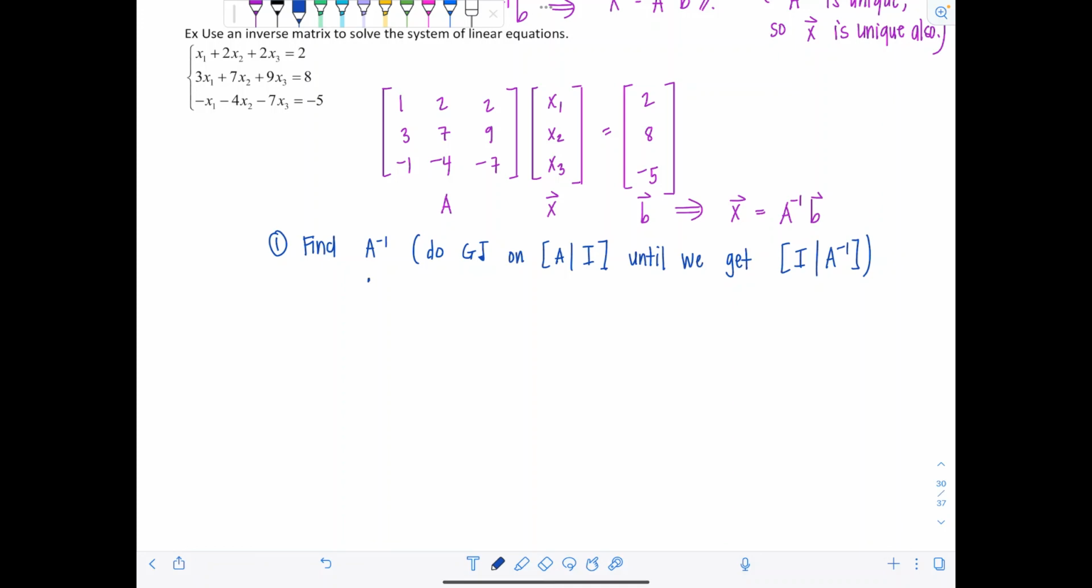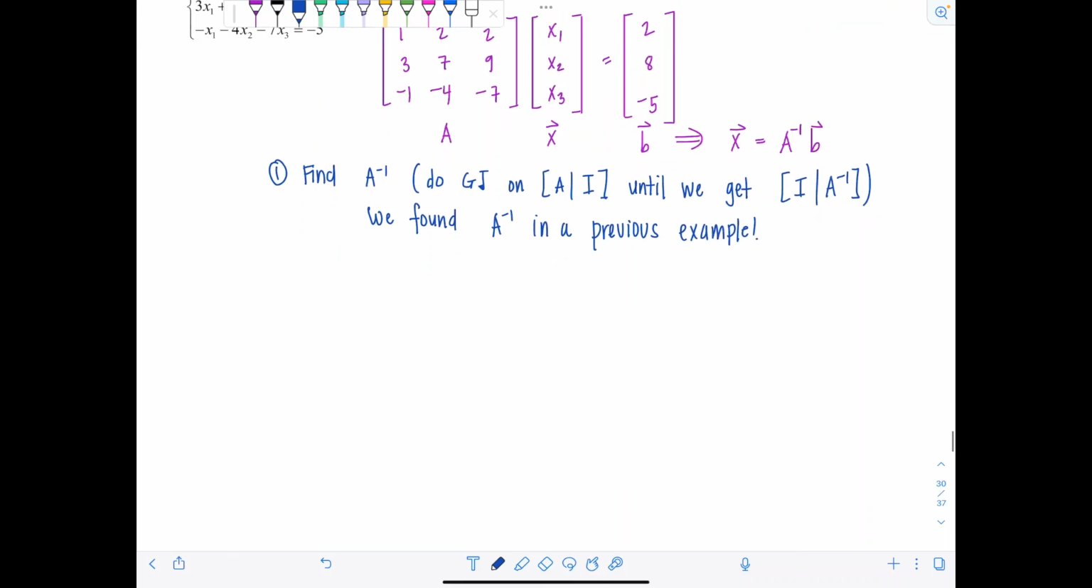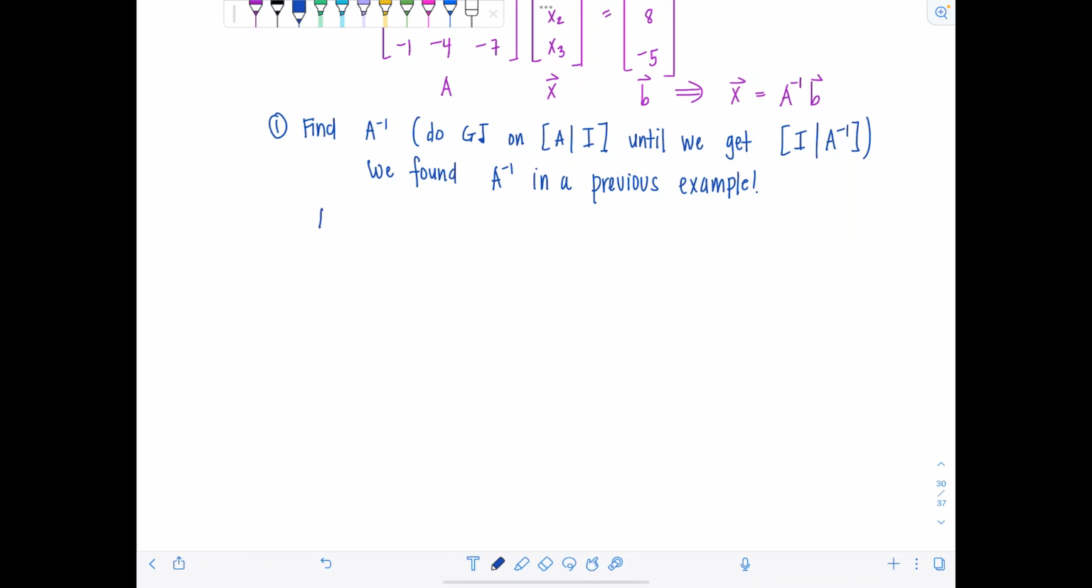You guys, we actually found A inverse in a previous example in this lesson. Well, in part 1. So you'll have to watch part 1 if you haven't already. So we have from earlier, good thing I was so nice, I gave you a system of equations that had the same coefficients as the inverse we found earlier. So A inverse is negative 13, 6, 4, 12, negative 5, negative 3, and negative 5, 2, 1.